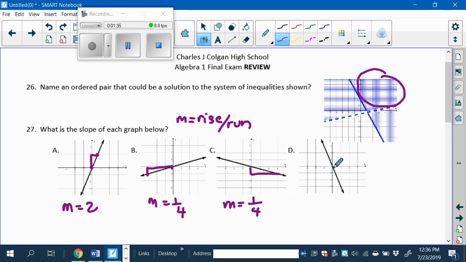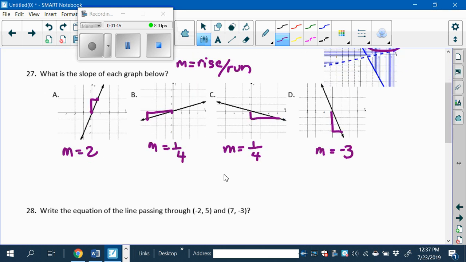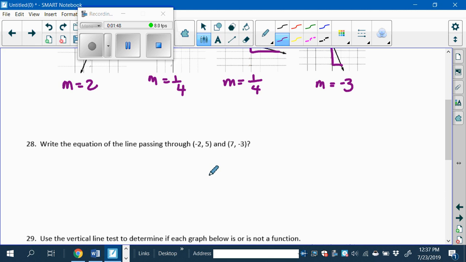Okay, and then this one is going to be negative 3 over 1. So this is going to be negative 3. All right, pretty sure those are 3's. I can't read it very well, so I apologize. So now, write the equation of the line passing through these 2 points.